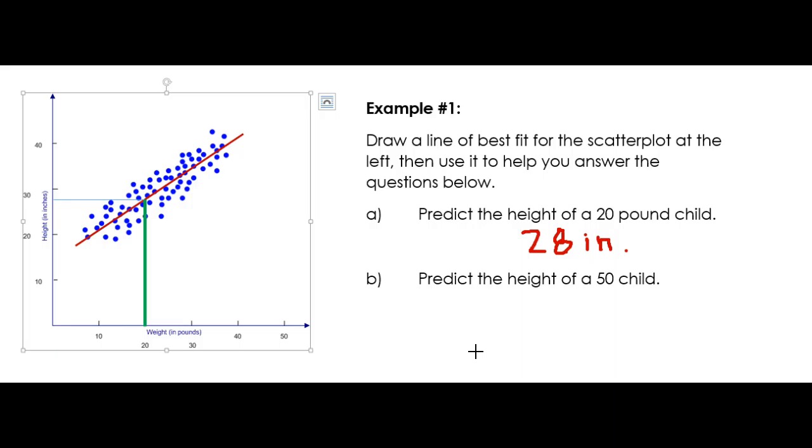Now, the question didn't ask for this, but is this interpolation or extrapolation? Well, in this case, it looks like it's interpolation because I'm looking within my data set.